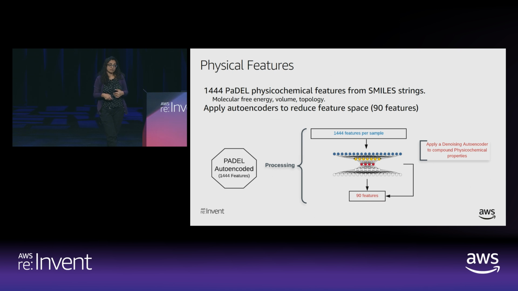We also have these physical features, which are computed using these nice computational chemistry packages like Paddle, where they compute things that involve energetics or charge or volume or other things about the topology of the chemistry. We have many possible things that it can compute. And again, we use autoencoders to reduce the feature space here.